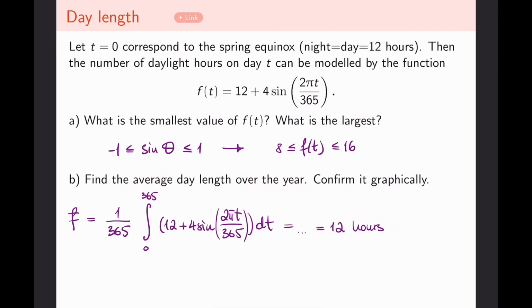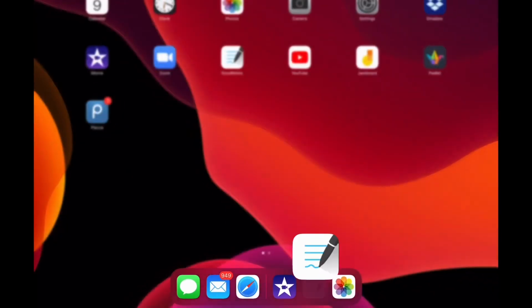Does that make sense? Well, sine is a fairly periodic function. The smallest value is 8, the largest value is 16. So as it oscillates between the two, it makes sense that the average is right in the middle, which is of course 12. How can we check that on the graph?